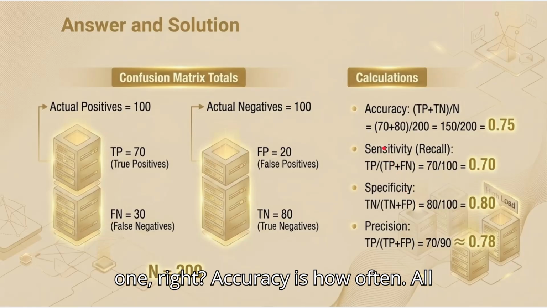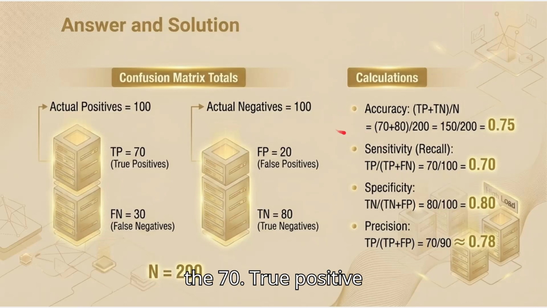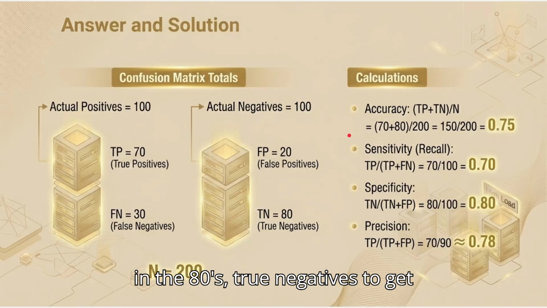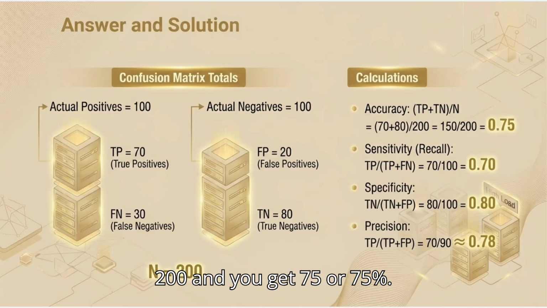So this is the simplest one, right? Accuracy is how often are we right? So we add up the correct guesses, the 70 true positives and the 80 true negatives, to get 150, divided by the total population of 200, and you get 0.75, or 75%.